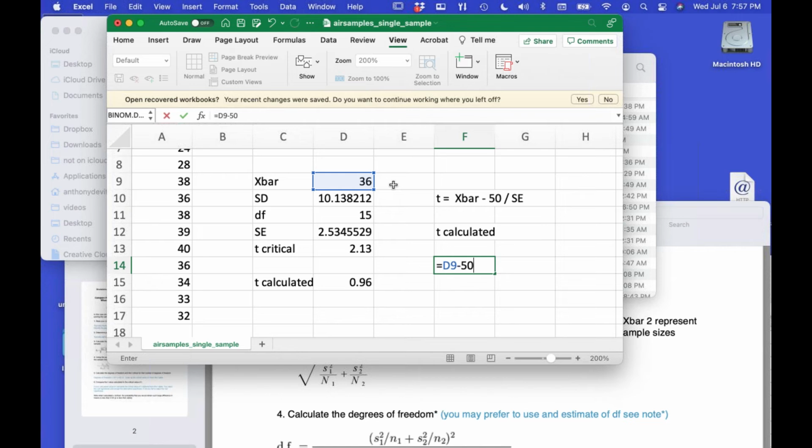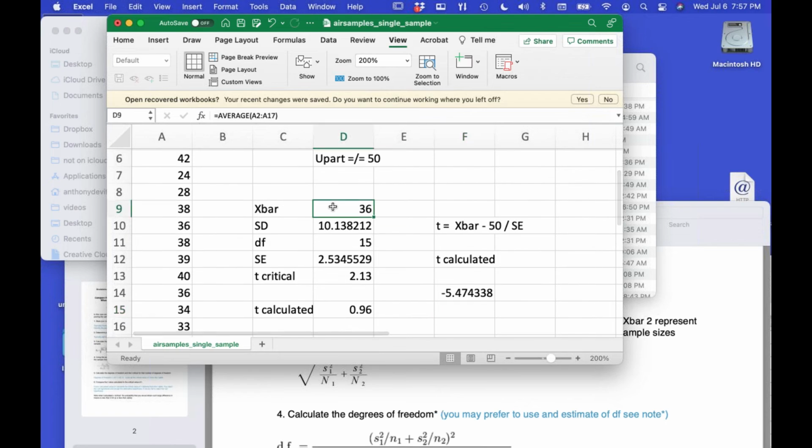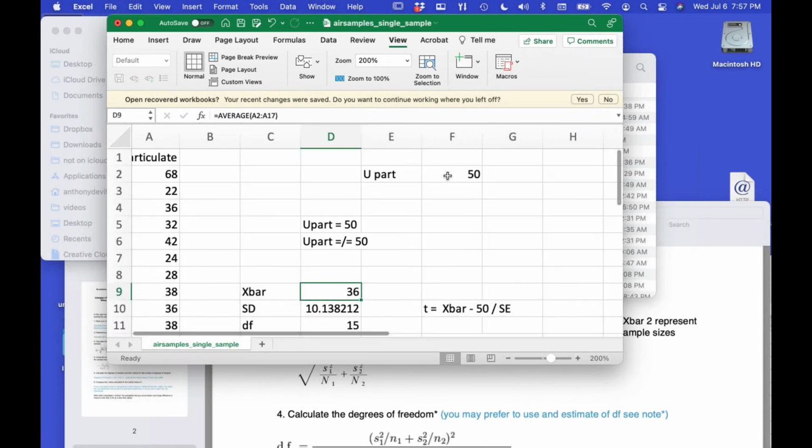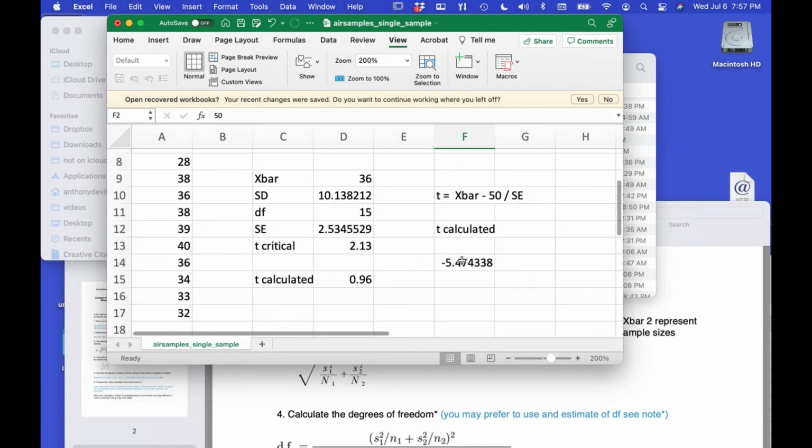My average of 36 micrograms per cubic meter is well below the regulation for the EPA. So the likelihood of the true mean for the entire city being 50 is way, way less than 0.05. See that? See how big that t-value is? So everybody, I see somebody else has got roughly the same calculated t as I got.